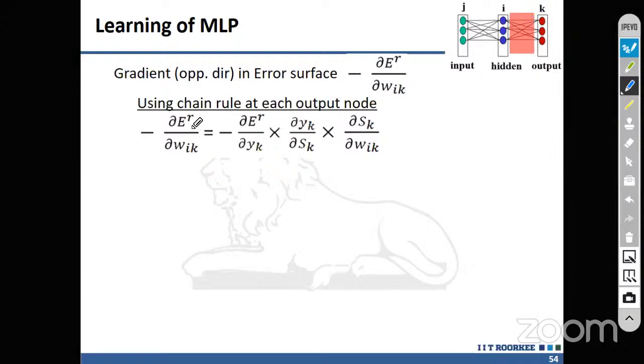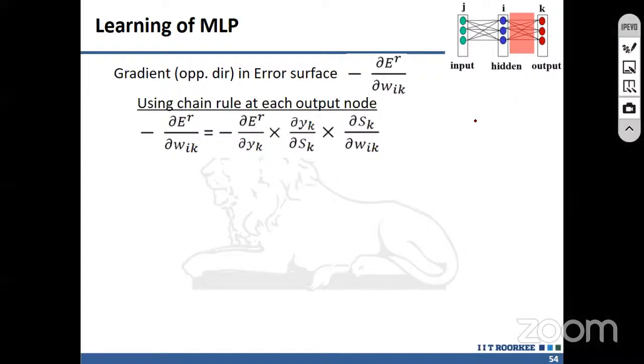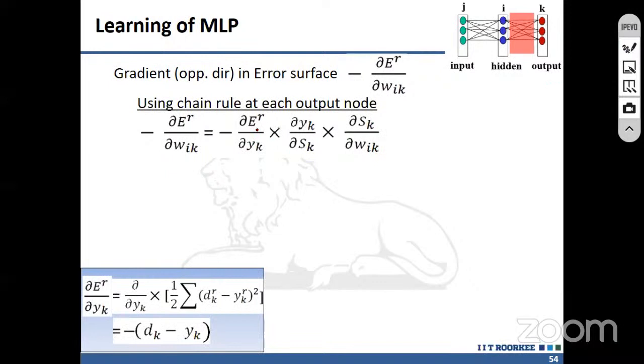So now I am finding del E by del w_ik. By the chain rule, it has three parts: del E by del y_k, del y_k by del s_k, and del s_k by del w_ik. I have to calculate these three sub parts. Del E by del y_k is very easy.